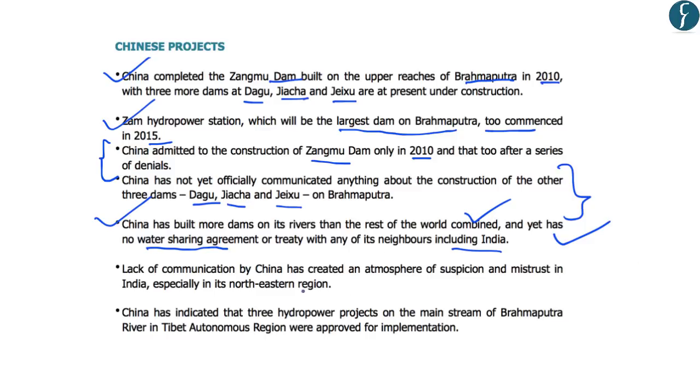Now, this lack of communication by China has created an atmosphere of suspicion and mistrust in India, and especially in the northeastern region of India. Further, China has indicated that three hydropower projects on the main stream of the Brahmaputra river in the Tibet Autonomous Region are approved for implementation. And all these projects are raising concerns for India. So, in this background, let us understand what are the concerns which have been raised by India.